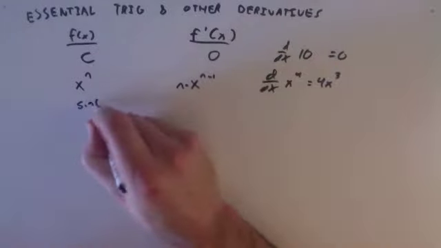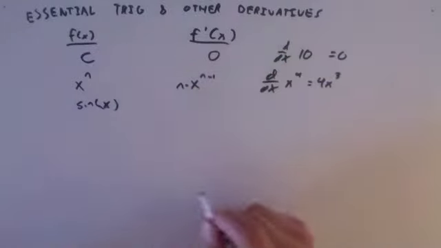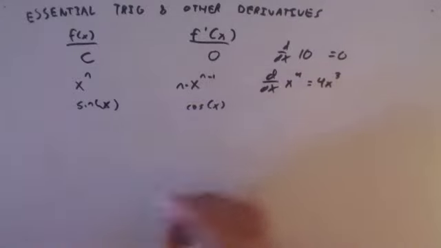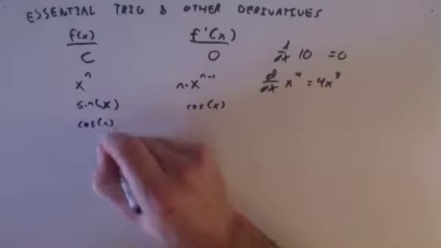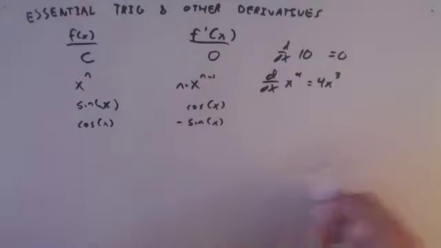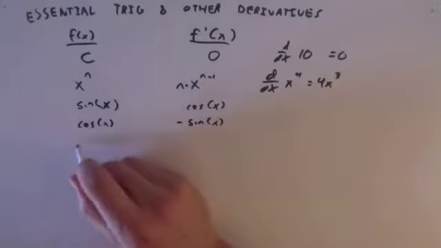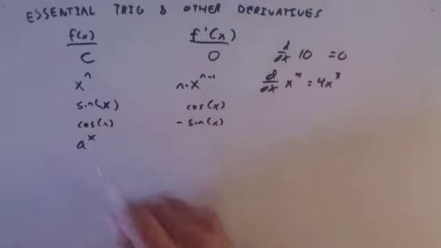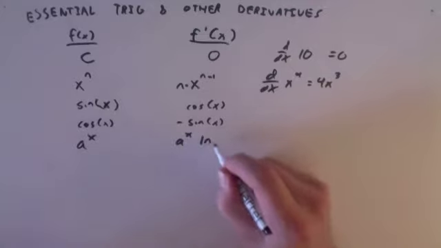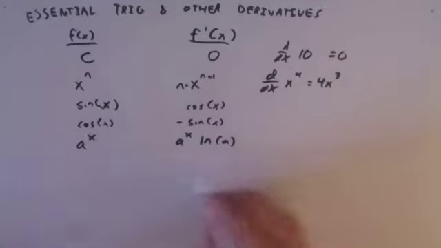Now we'll talk about sine and cosine. These are just things you're going to have to remember. So the derivative of sine is cosine. The derivative of cosine is negative sine. Try not to get those confused. The derivative of a to the x is going to be a to the x ln of a.